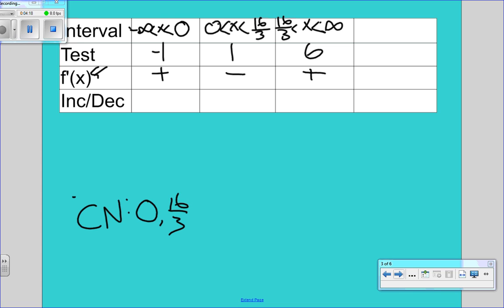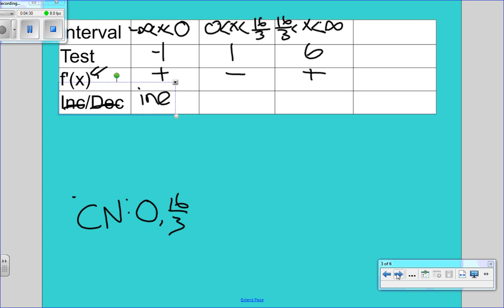And this is really all you need. Here your options are increasing and decreasing. For the positive, it's increasing because the slope is positive. The derivative itself is positive. That's exciting.